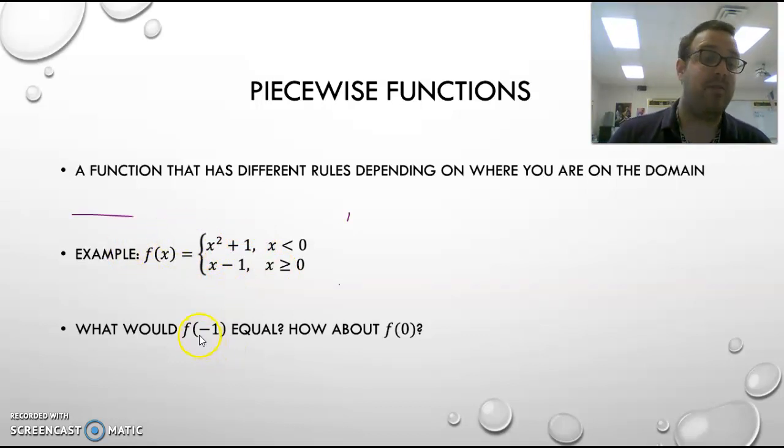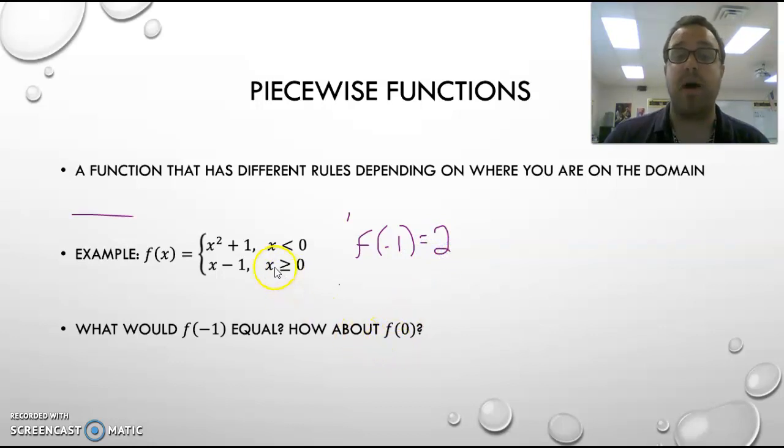So if I put in -1, that would go into the top function. So I would have f of -1, and for that one I would plug it into the top and say, all right, -1 squared plus 1, which would equal 2. The bottom one for 0 would go into the bottom equation, because that's where it says on that domain I use this rule here, so that means f of 0 would equal -1.